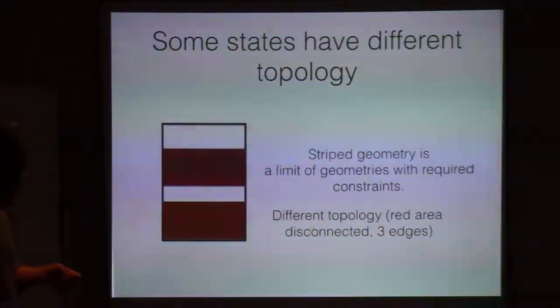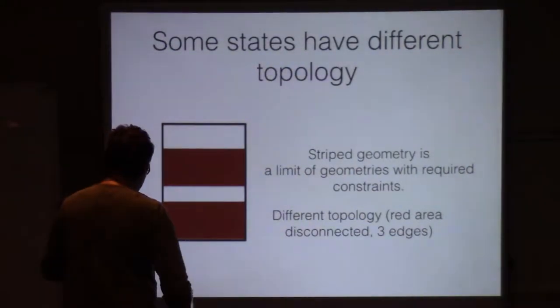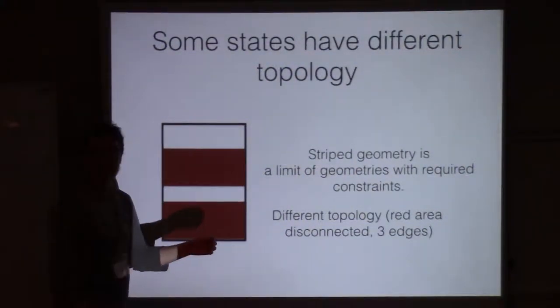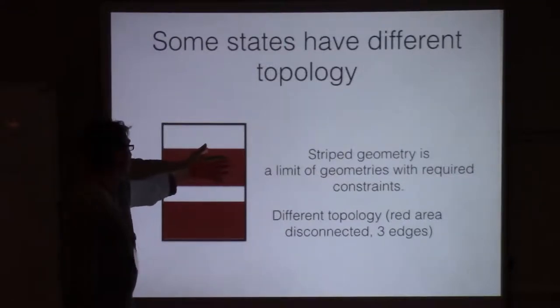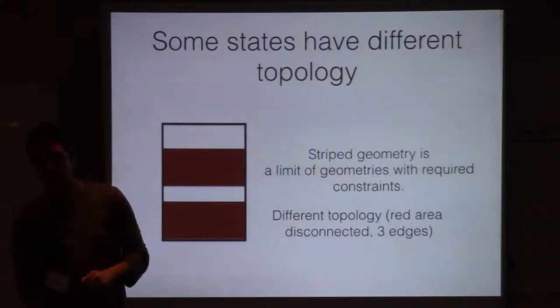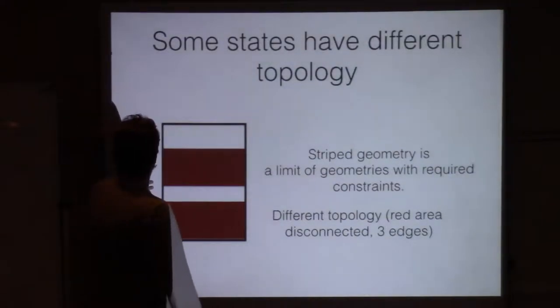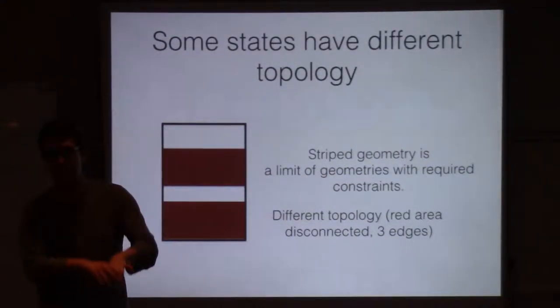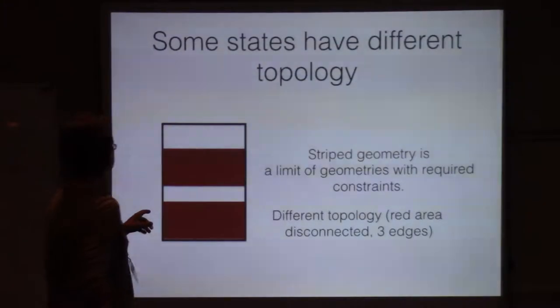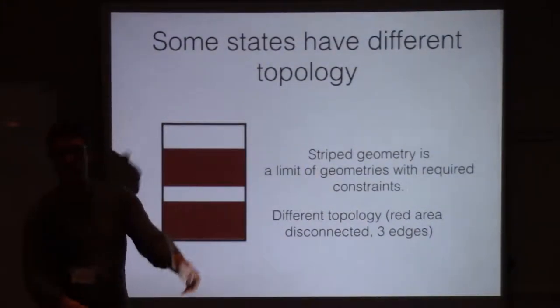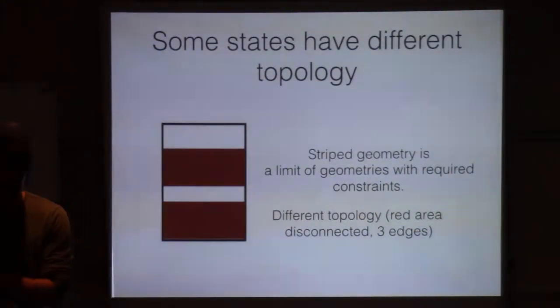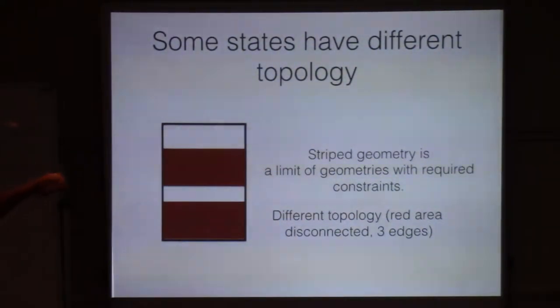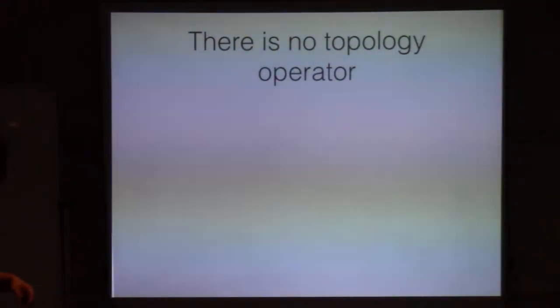And then the point is that when you take this limit, you can show that there are configurations that have finite energy, where you have some, let's say, band structure, and where you've kind of punctured this thing in some finite radius, and then you have three edges, 1 to 3, rather than one edge, so you can change the topology. So this trap geometry is a limit of the geometries with the required constraints. It has different topology. And now I can tell you why there's no topology operator is a contradiction.